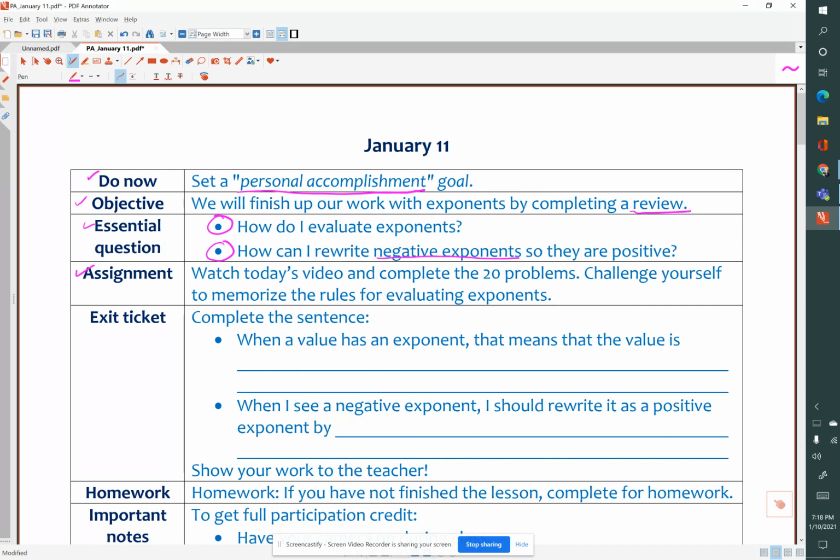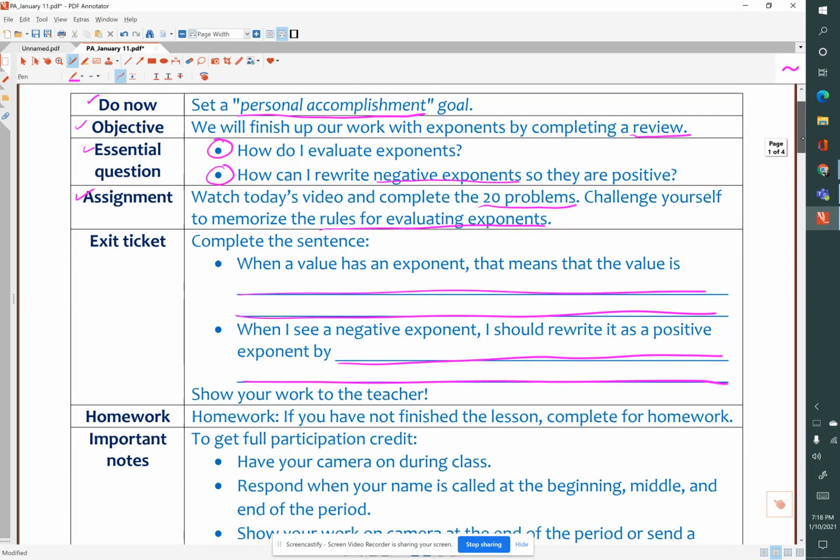After we watch the video, or as we watch it, we will complete 20 problems. And I want to challenge yourself to memorize the rules that you're learning about exponents. We're going to complete a sentence. When a value has an exponent, that means that value is what? We'll write that. And when I see a negative exponent, I should rewrite it as a positive exponent by doing what? And I bet a lot of you already remember this from last week.